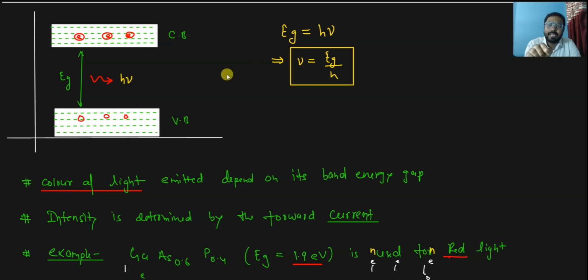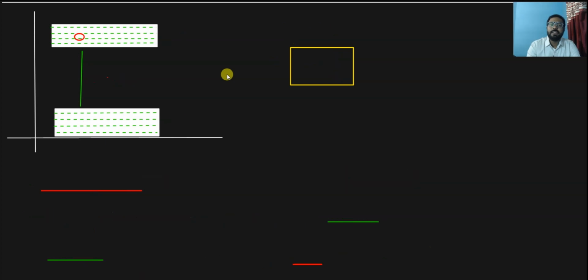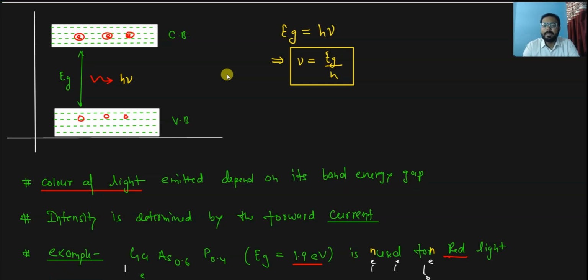Now if this light happens to be in the visible region, then we can see it, and that's why we use gallium arsenide, because for that semiconductor the energy band gap corresponds to our visible region. So the basic thing is this: when the electrons combine, they give light.